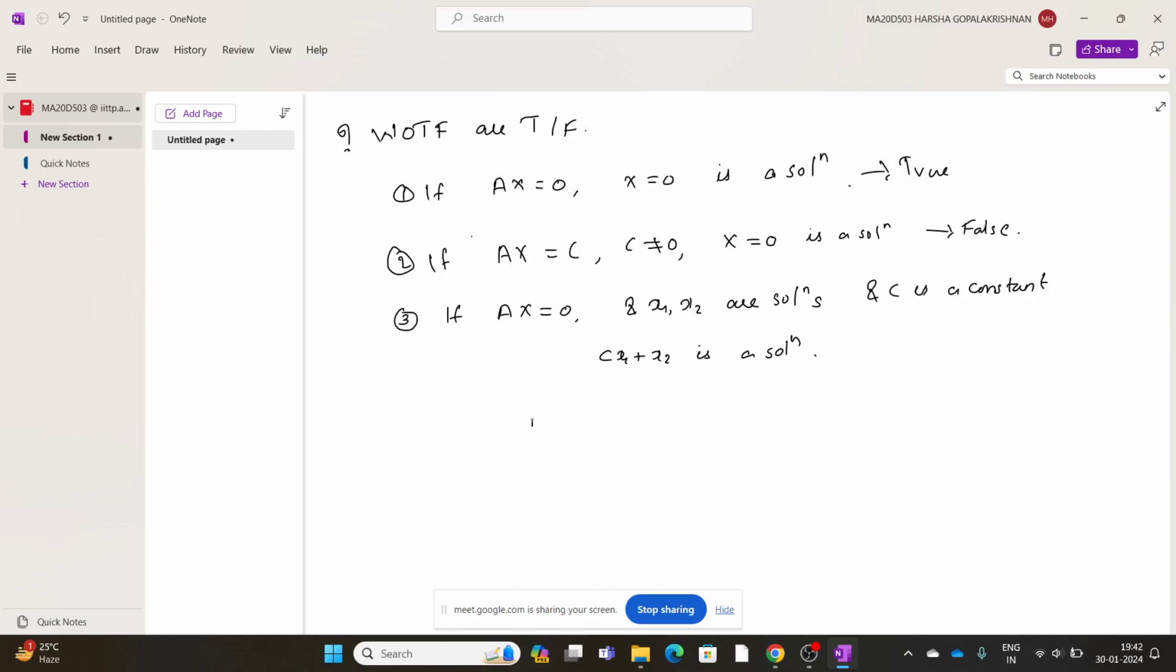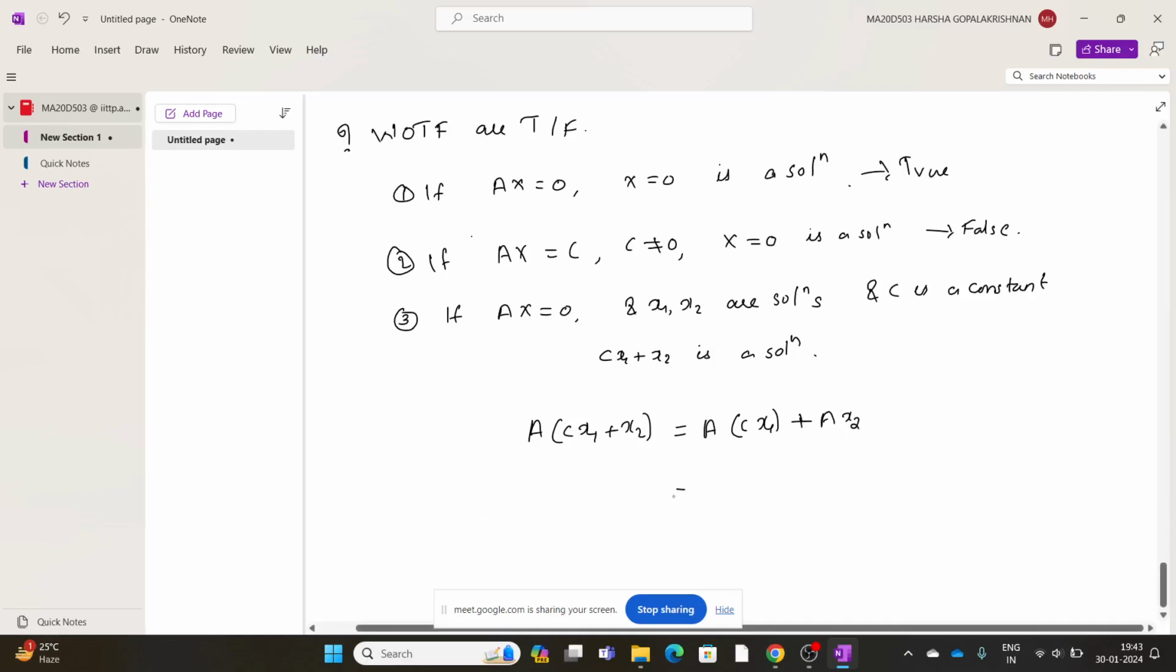This is just a property of our matrix. A is a matrix, right? So A(cx1 plus x2) we can write as A times cx1 plus A times x2. Maybe later on you will learn about linearity and linear transformations. For any matrix you can do this: A times (B plus C) is equal to AB plus AC.